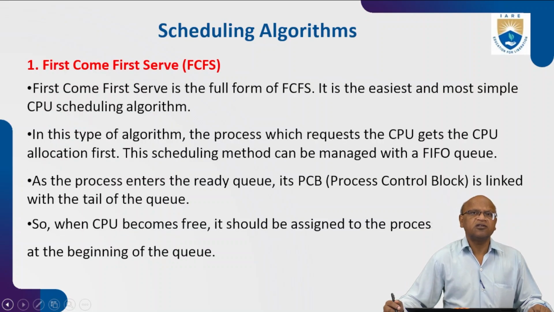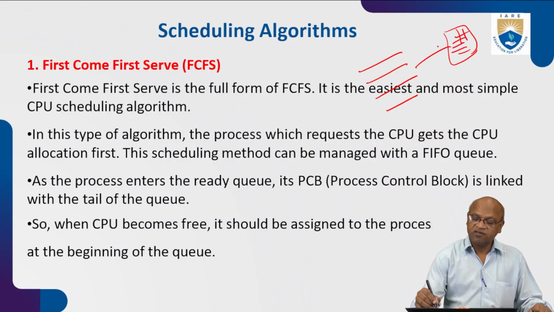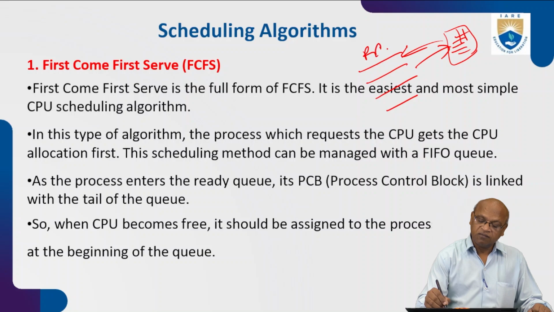The first scheduling algorithm is first come first serve. As I explained in the previous class, this is a program we write, and after compilation we load it into the hard disk. This is a program saved in the hard disk. When you want to execute this program again, it will be brought back to the RAM, that is your ready queue. From the ready queue, it will be sent to the CPU.